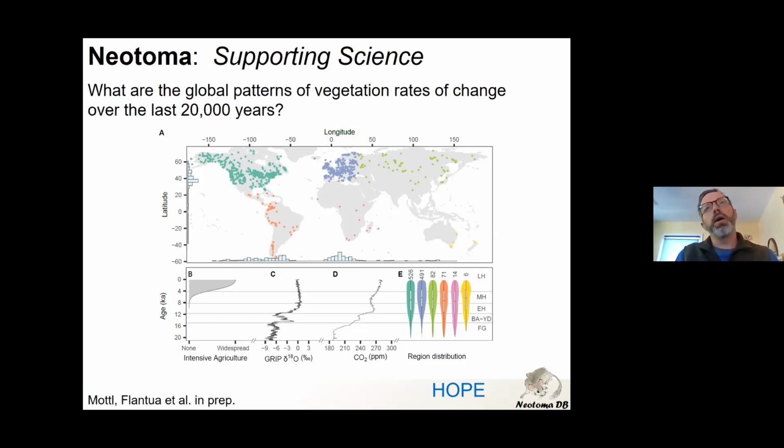The lower right plot shows our time distribution of these different continents, the data distribution, and then some of the standard things that might be causing vegetation change in plots B, C, and D: growth of human agricultural and land use, climate represented by GRIP, and CO2 rises. So it's a representative, important time series.